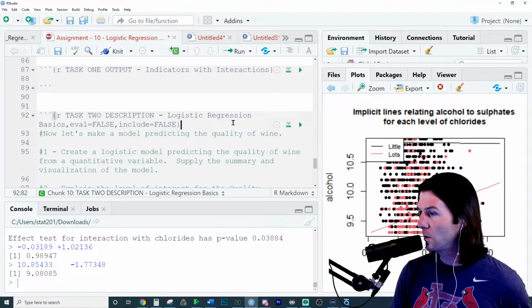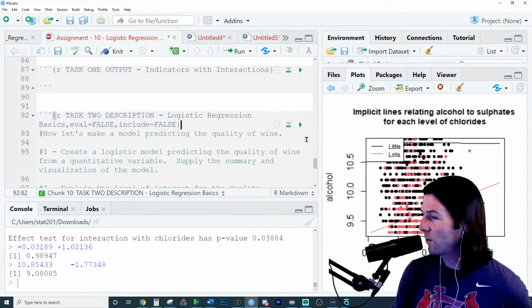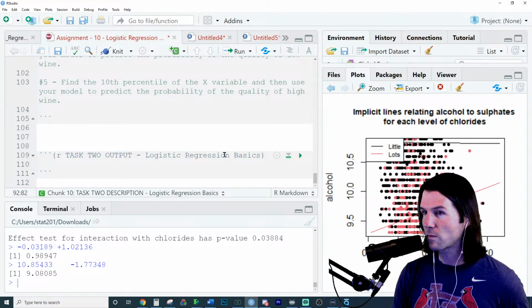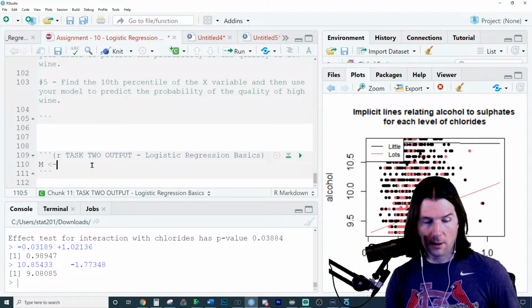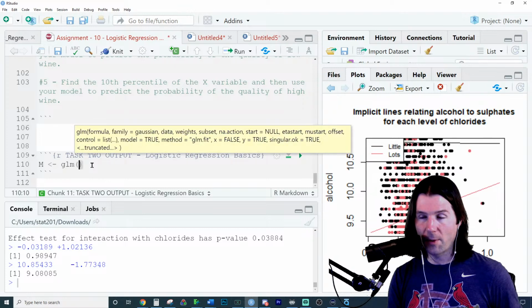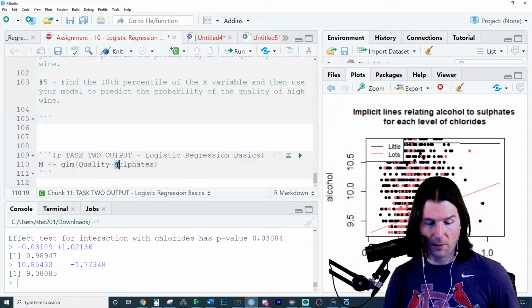Okay. So X was wondering about predicting the quality of wine from a quantitative variable. So let's look at this. Okay, so X, we are making what type of model right here? We're going to predict the quality of wine from, let's say, sulfates, which I think sulfates is a capital.